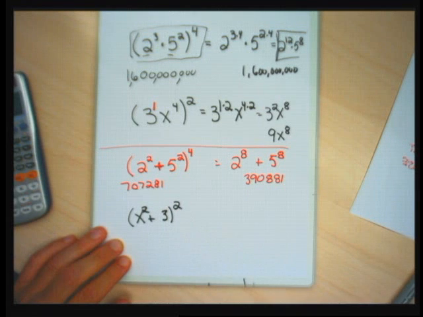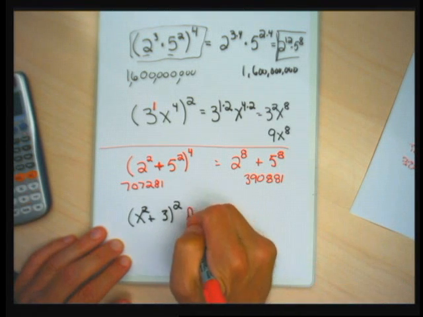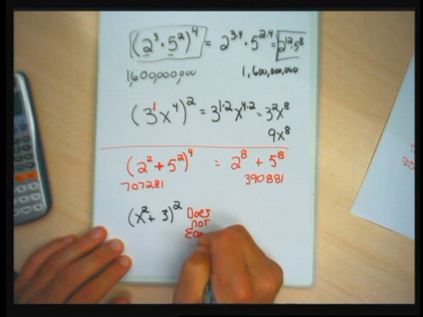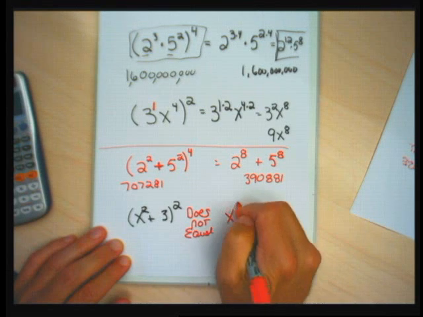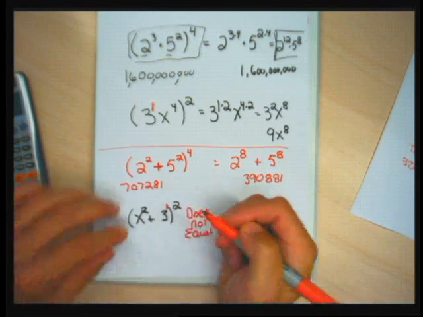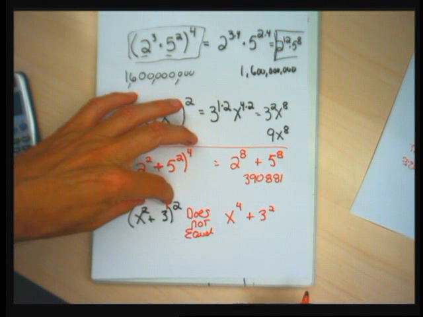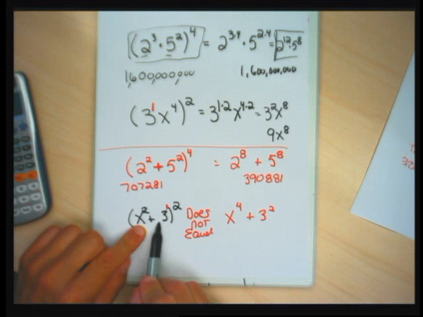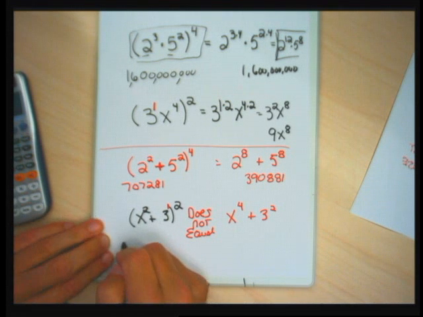This will not reduce. This does not equal, even though you'd like it to equal this, it doesn't equal x to the 4th plus 3 squared. It isn't the case where I can just multiply the exponents. I can easily tell you what this does equal to. The correct way to simplify this is foiling.